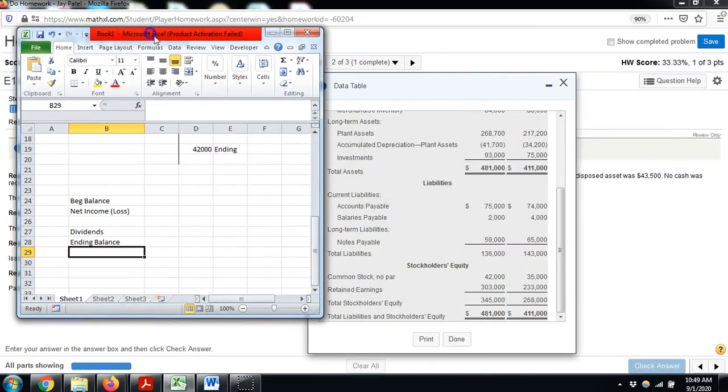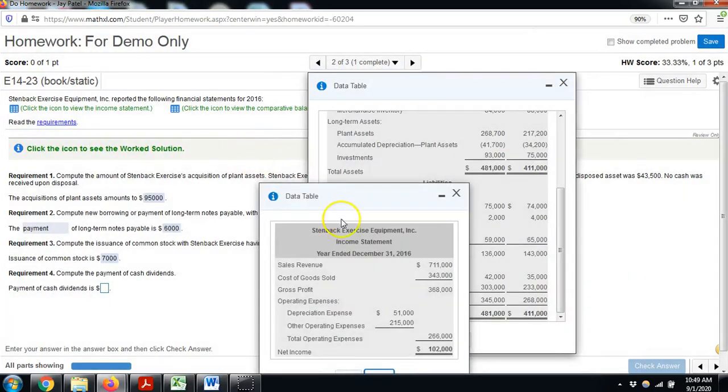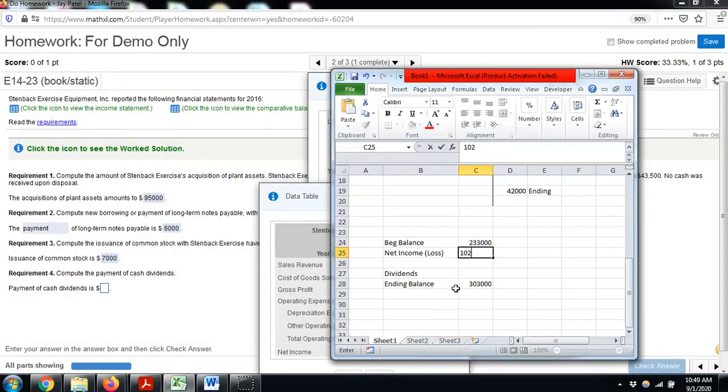So we looked at retained earnings on our balance sheet. Our ending balance is 303. Our beginning balance is here at 233. And then let's look at our income statement here. We have a net income of 102,000. Okay, so now we want to solve for this x. So how do we do that? We take our ending balance, we'll subtract our beginning balance, or how about we do it like this? We get a subtotal here.